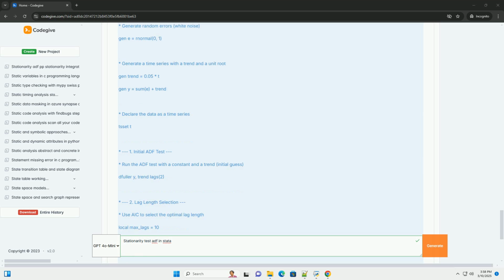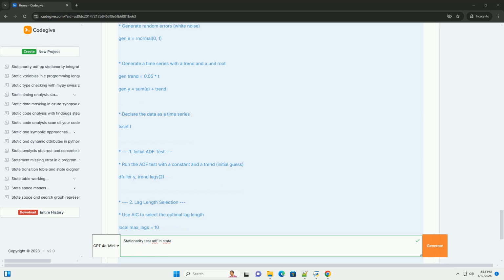Interpreting the output. The dfuller command will produce output similar to this. Z(t) is the ADF test statistic. The 1% critical value, 5% critical value, and 10% critical value are the critical values at different significance levels. The MacKinnon approximate p-value is the p-value associated with the test statistic.